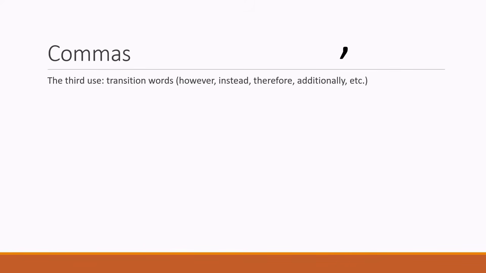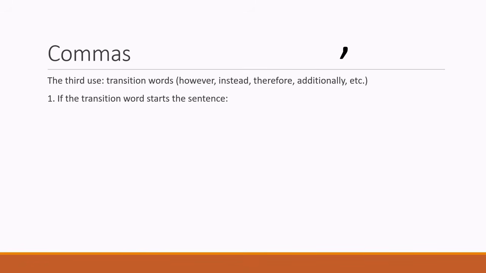So, now on to the third use, transition words. Here are some examples of transition words. There's several of them: however, instead, therefore, additionally. You're going to want to be familiar with recognizing these, being able to know when to use them, but that doesn't really matter for punctuation. You just have to know that it is a transition word. And they're going to show up in one of two places, either the beginning of the sentence or the middle.